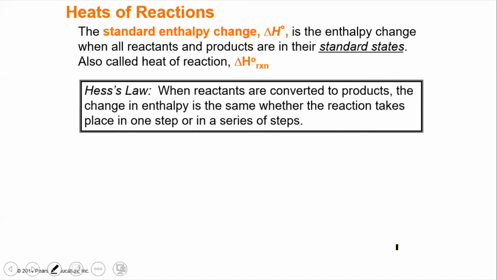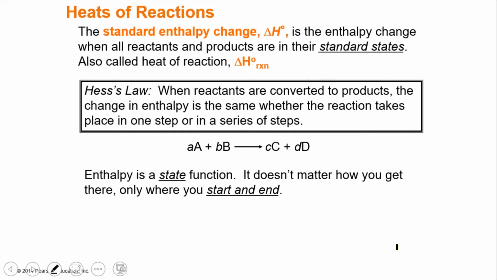Let's look at an emblematic or symbolic reaction, okay? In this equation here, the uppercase letters A, B represent the reactants, and the uppercase C and D represent the products, okay? Those are formulas. Pretend they could be elements, they could be molecules, whatever. The lowercase letters would represent the coefficients in the balanced chemical equation, all right? So the point here is that because enthalpy is a state function, it doesn't matter how you get there, only where you start and where you end.